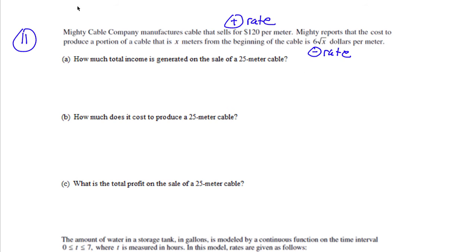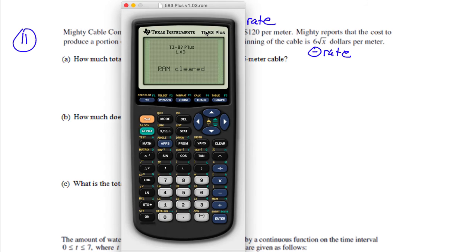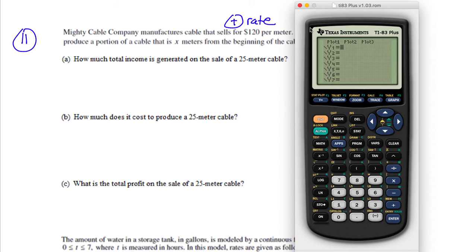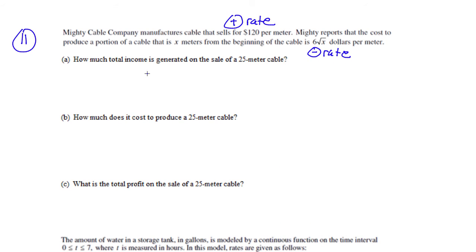So I'm going to immediately open up my calculator again. Darn it, I closed that. File, open recent, TI-83 Plus, and plug that into our calculator. How much total income is generated? I don't care about total profit, which is down here. I'm just asking what is going in, what is the positive rate? On a 25 meter cable, it's 120 per meter. So I'm going to take the integral from 0 meters to 25 meters.